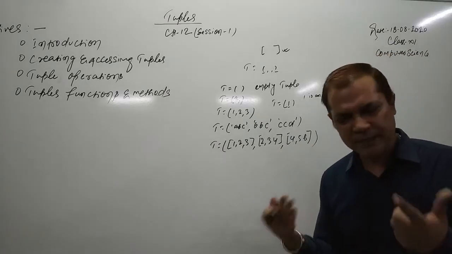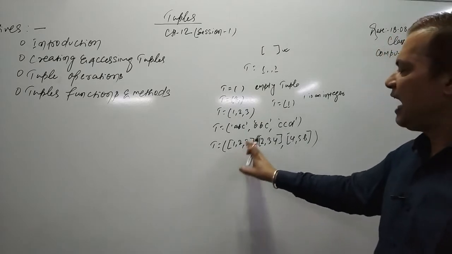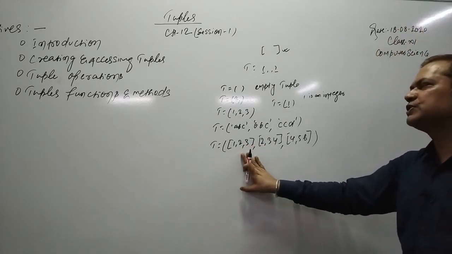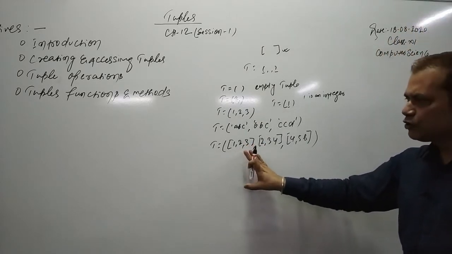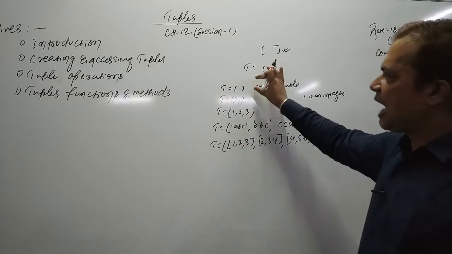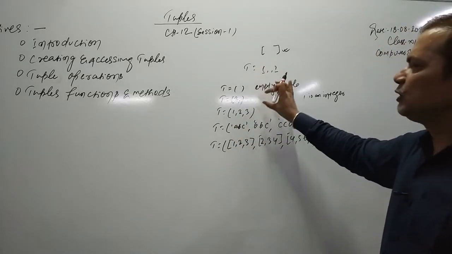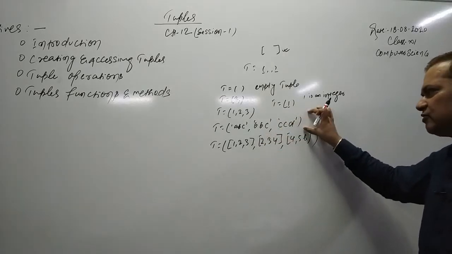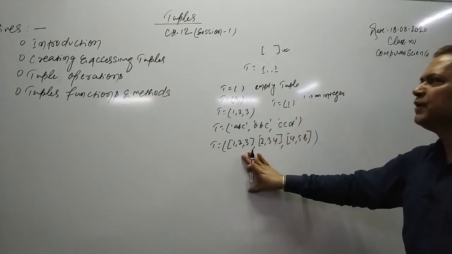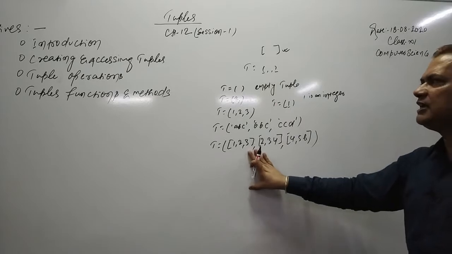A tuple can have a tuple inside it, and a tuple having a tuple inside it is, of course, a nested tuple, as you all know. So this is how to create a tuple: an empty tuple, a tuple with 1 element, a tuple with 3 integers, a tuple with 3 strings, and a tuple with a list. This is always how you can create a tuple.